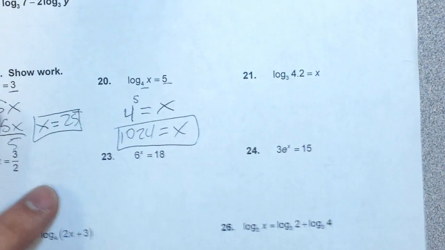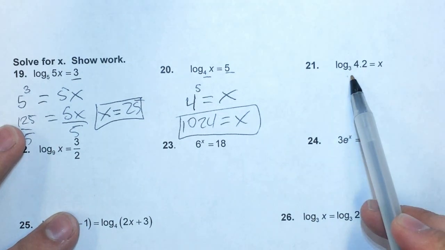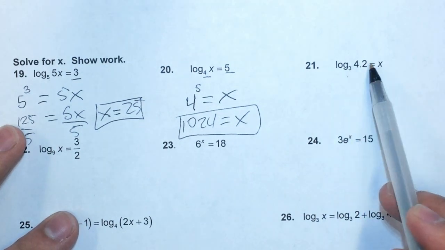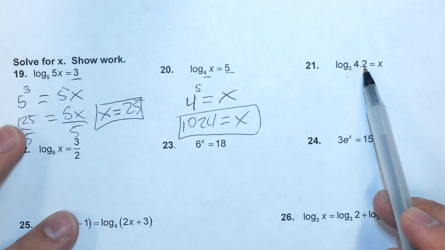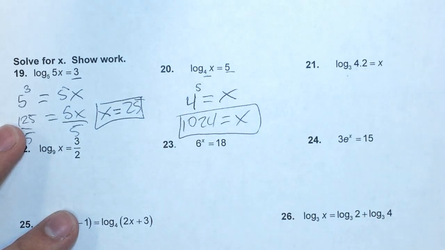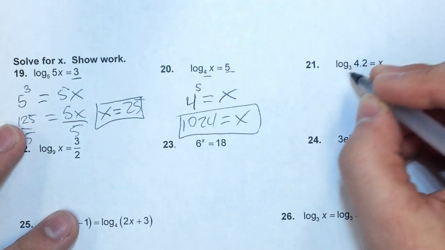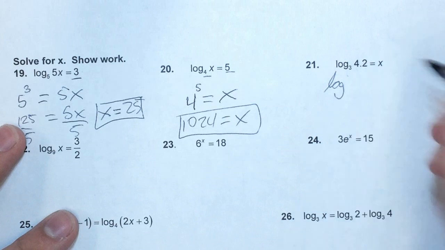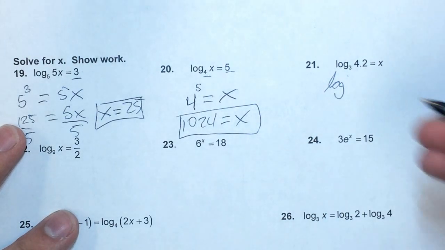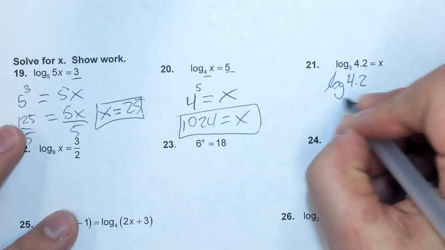All right. Sometimes you end up with ones like number 21. In this case, there is nothing I can raise 3 to, or at least nothing nice, to make 4.2. Also, making an exponential equation wouldn't help me much here. But what I can use is my change of base formula. My change of base formula basically says I can change the base to whatever I want. I'm going to change it to base 10 because that makes it easier to put in the calculator. And we'll put what was inside the operator on top.